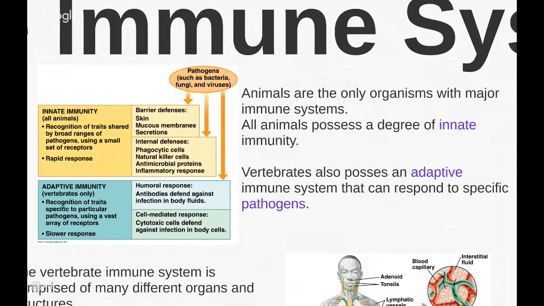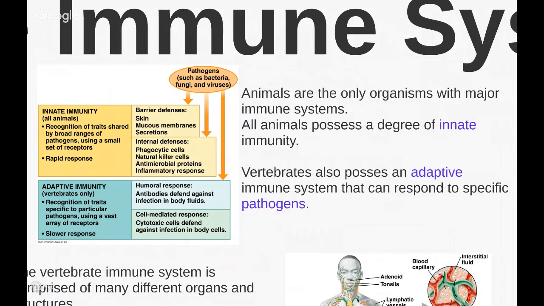Any kind of pathogen, which would be a bacteria, fungus, or a virus that gets into our body or we come in contact with, will first be dealt with by the innate immune system. After that, your adaptive immunity would then take over. If it does get past those defenses, then you have your humoral and your cell-mediated responses. They recognize traits that are specific to that particular pathogen, and that requires a vast array of receptors and so forth. But because it's specific, it is a much slower response because your body has to learn and communicate to other cells what this pathogen looks like. But because it is specific, it's usually stronger and does a very good job of preventing infection.